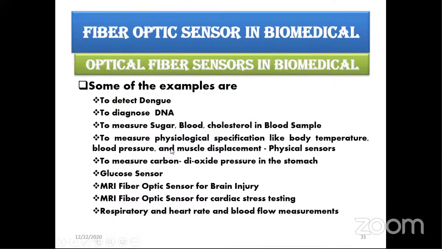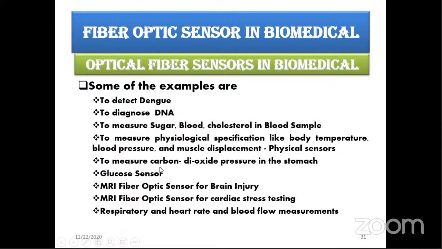And physical sensors are used to measure physiological specifications like body temperature, blood pressure, and muscle displacement. Actually, this is measured by using the physical sensors.